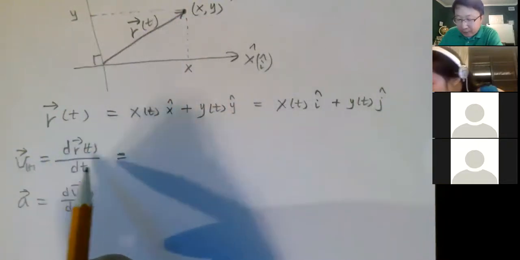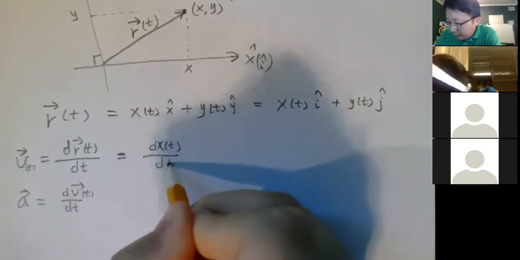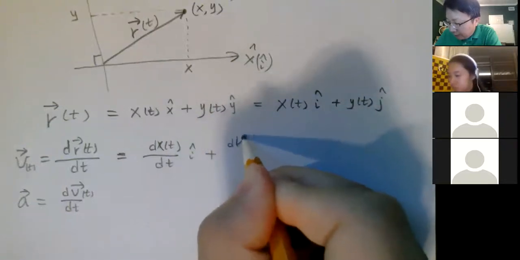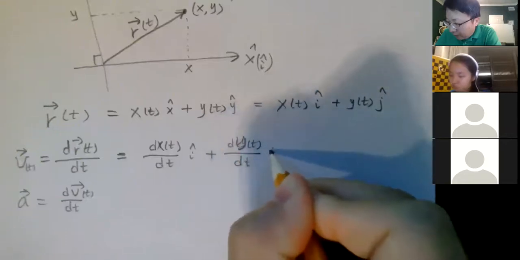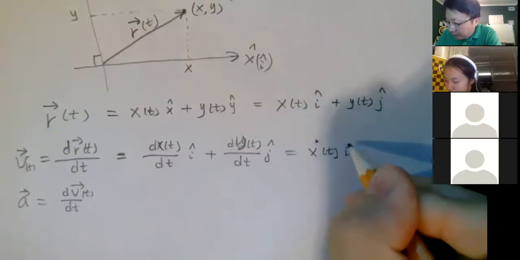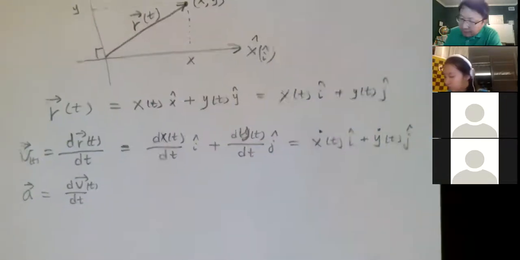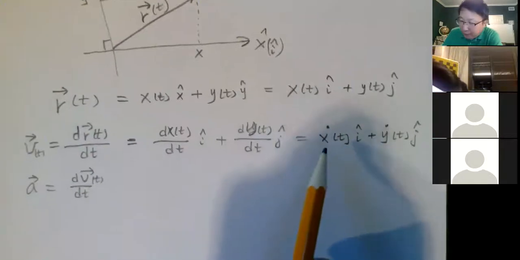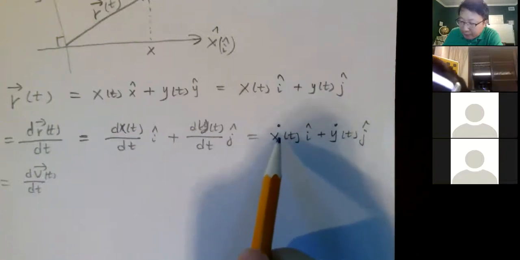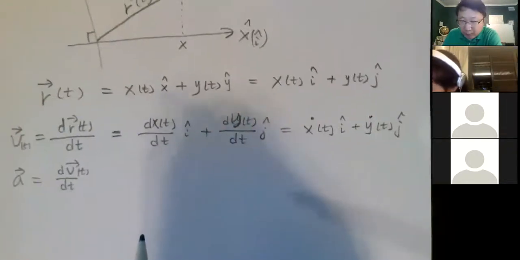And now what is velocity? It is basically dx(t)/dt times x hat, because the unit vector is a constant, plus dy(t)/dt times y hat, j. Or sometimes we see x dot i plus y dot j. That's it. So velocity, if you decompose into two directions, is the x position function derivative plus the y function derivative, and the combination is the velocity vector.